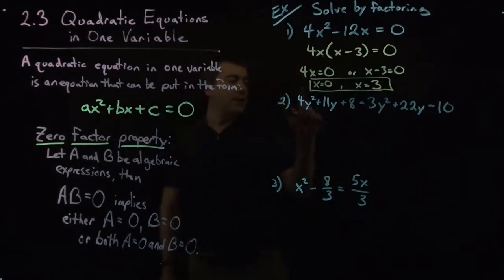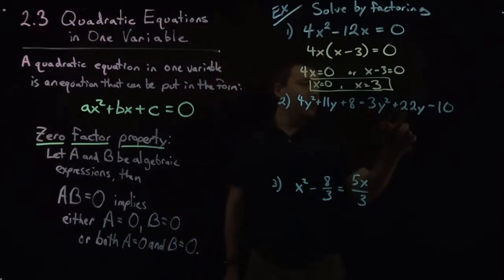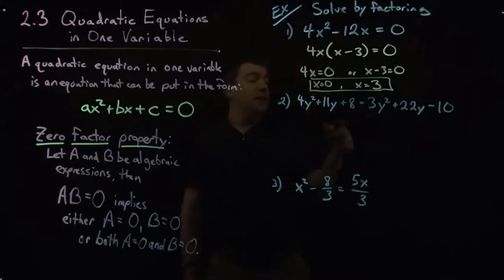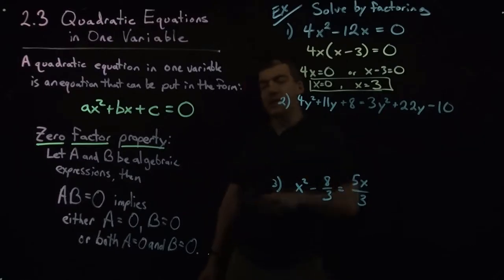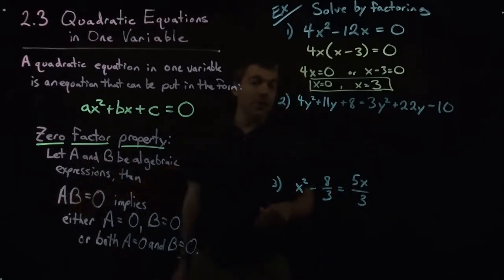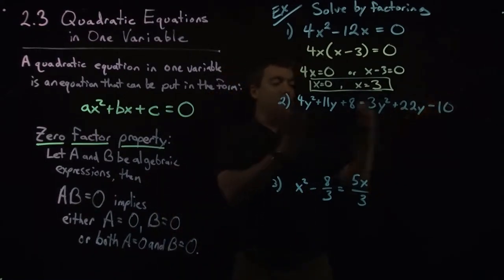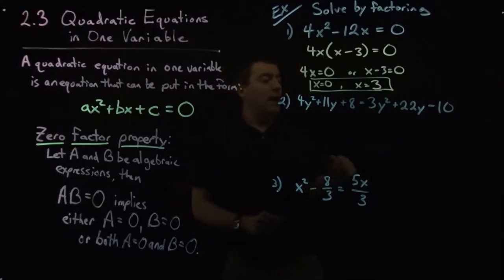All right, let's look at the second one. We have 4y squared plus 11y plus 8 equals 3y squared plus 22y minus 10. All right, we might notice that this is not equal to 0, and so that's going to be our first order of business. We want to make sure that it's equal to 0. Then we'll worry about whether we have factors or not. Okay, so it doesn't matter which side you move things to. You can move everything over to the right-hand side or everything from the right-hand side to the left-hand side.